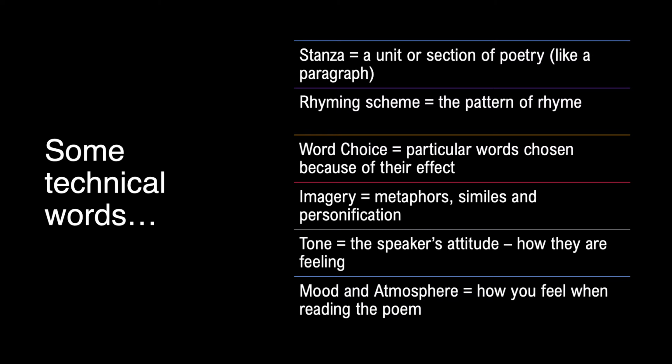Word choice, which was the lesson you just went through, refers to the words that are chosen because of the effects they create. Imagery is linked to metaphors, similes, and personification. The speaker's tone is to do with how they are feeling, and mood and atmosphere is to do with how you feel when reading the poem. Techniques such as word choice and imagery often help you figure out what the mood and atmosphere is supposed to be.